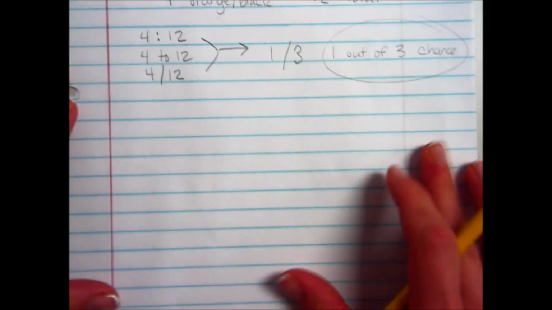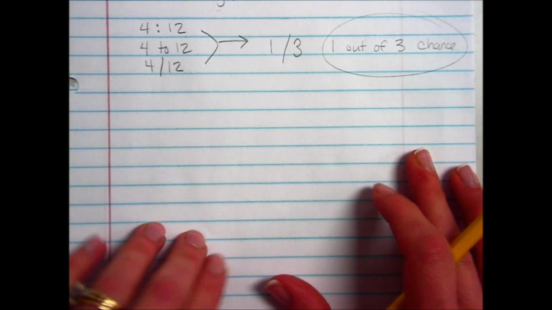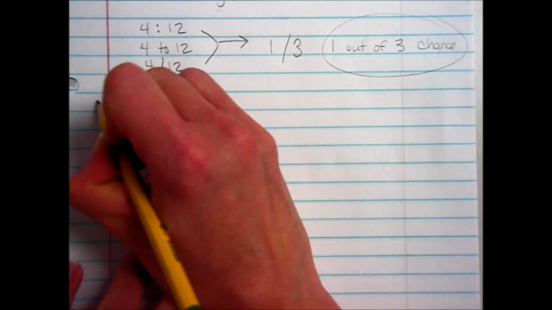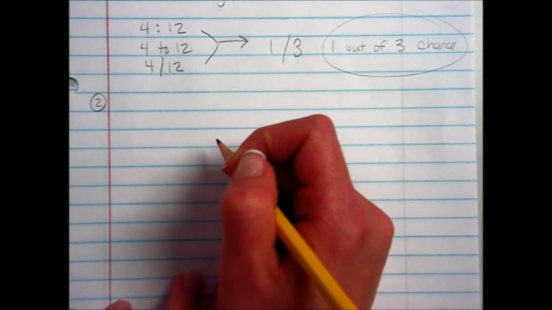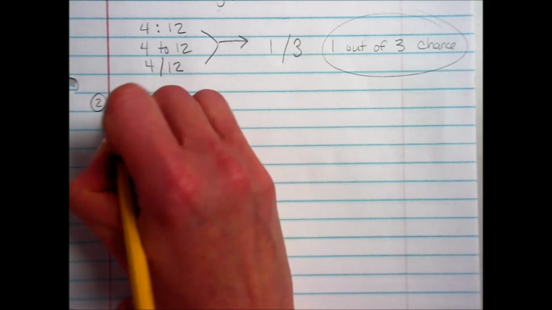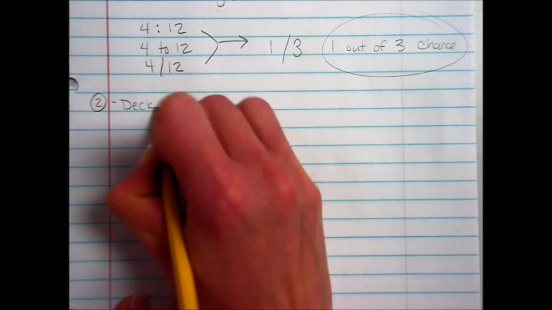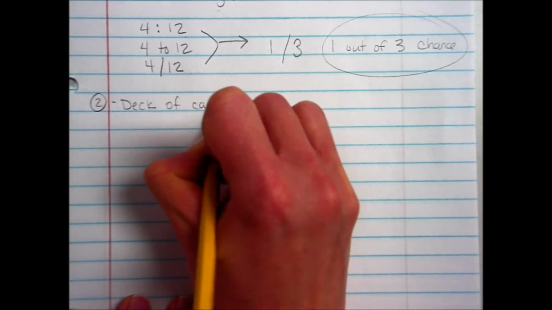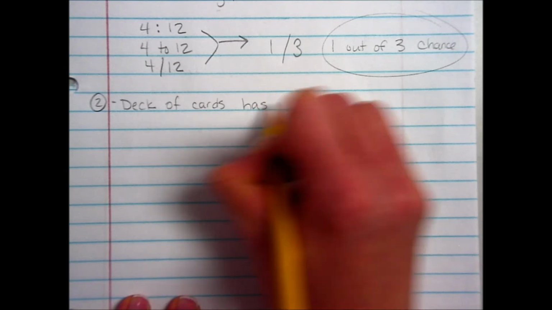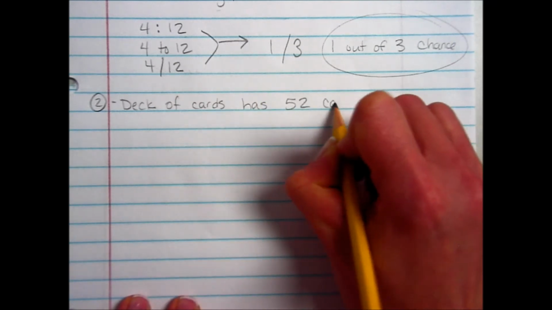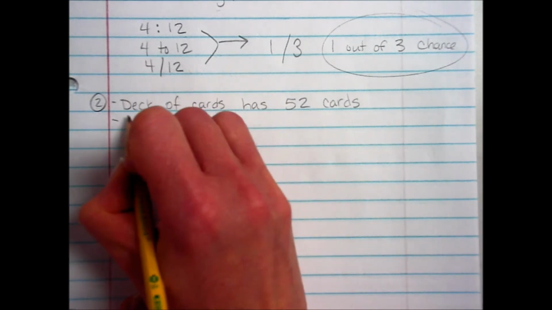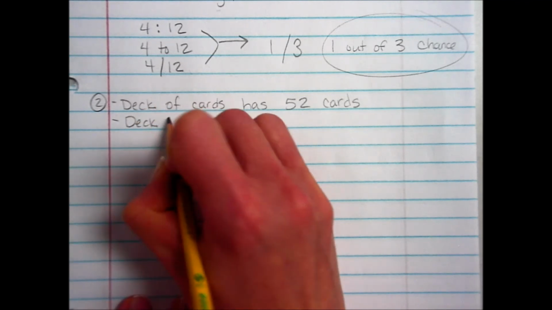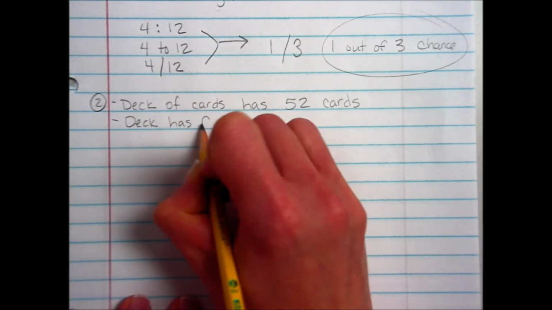Okay, well, several problems I noticed are about decks of cards. So some of you know about decks of cards, but many of you don't. So let me write down some facts about decks of cards. A standard deck of cards has 52 cards. All of this is important information for you to be able to solve these problems. A standard deck has 4 suits.